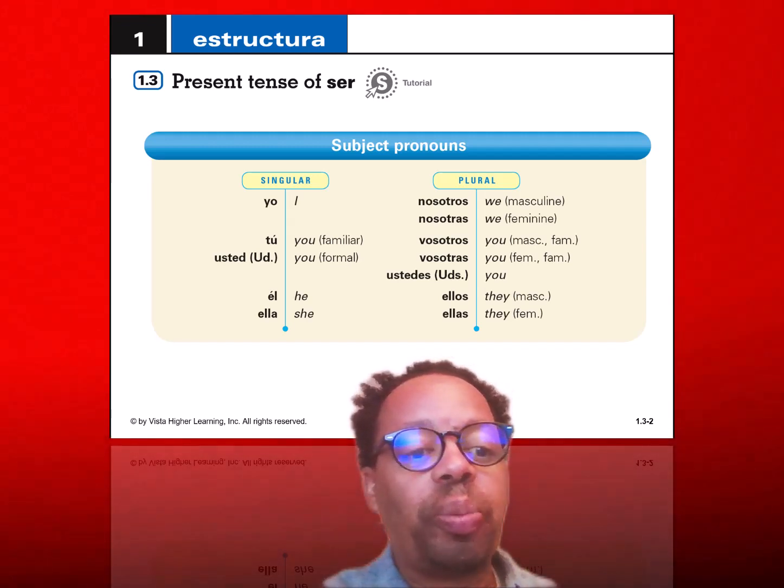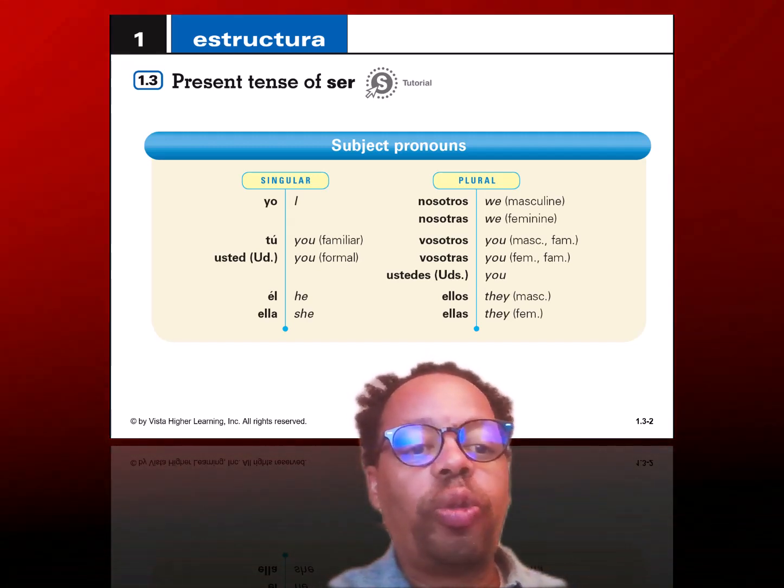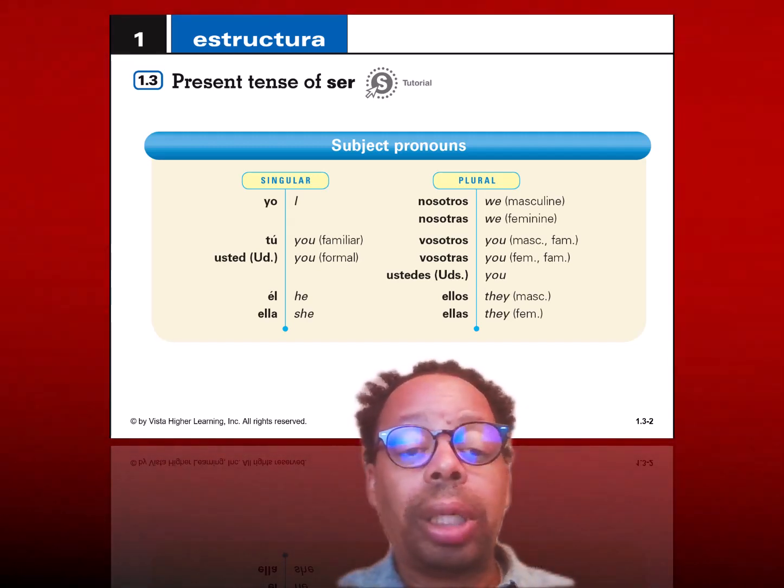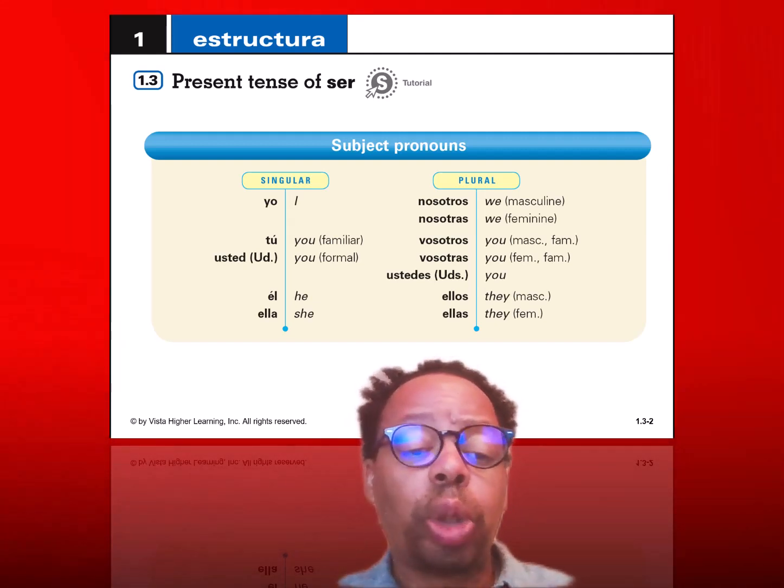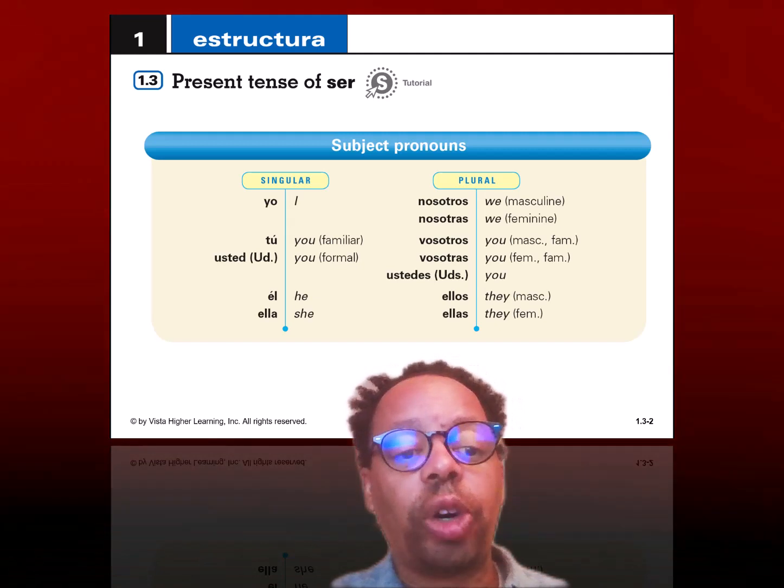For tú familiar, we're going to use the tú form. You may have heard in the past, ¿Cómo estás tú? Or ¿Cómo tú estás? Or ¿Cómo está usted? When we're using the formal version of you.